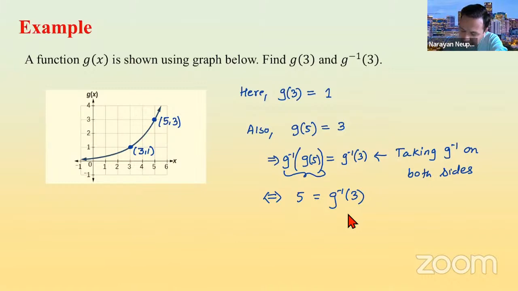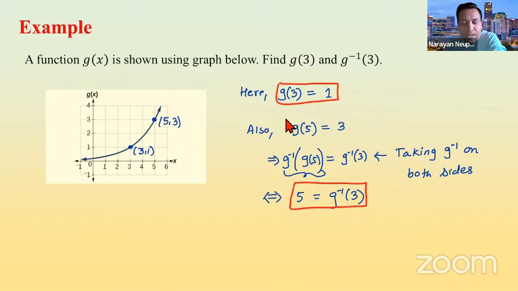So g inverse 3 is 5, and g of 3 is equal to 1. This is the mathematical way of doing it. I used the mathematical concept here. But let me show you something different. So these are the two answers: g inverse 3 is 5 and g of 3 is 1. I'm going to show you something different now. This is a more advanced way of thinking.